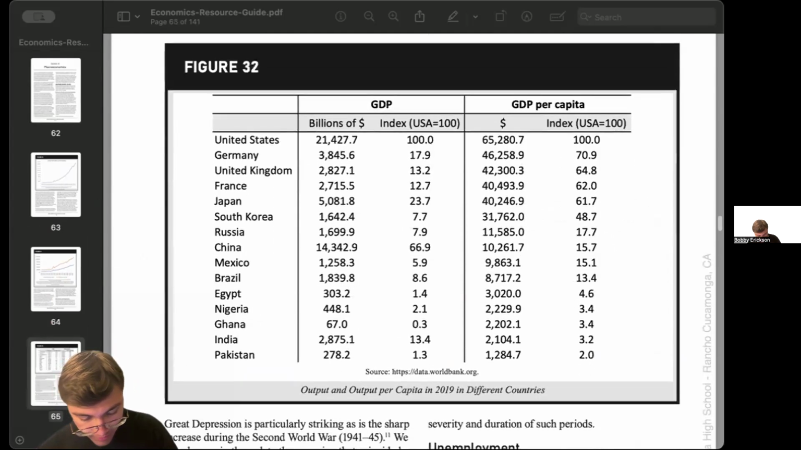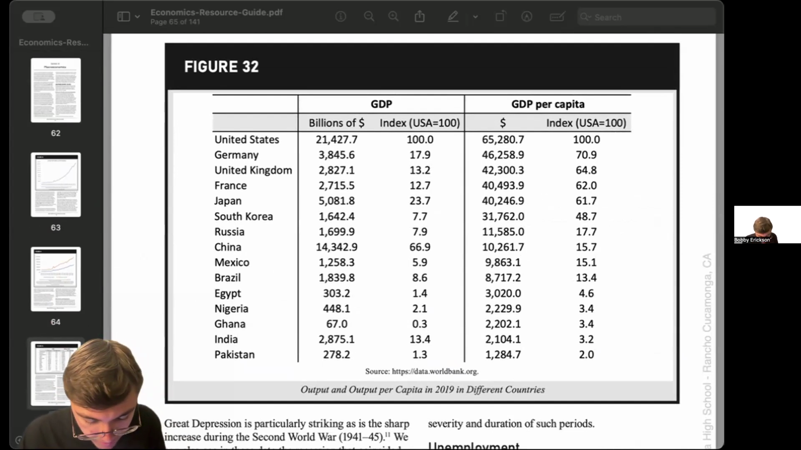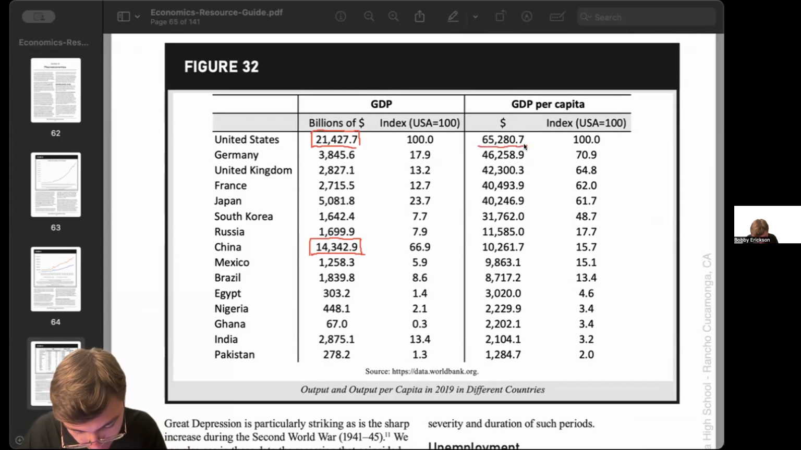So if we're looking at a bunch of GDP and GDP per capita, we can make some observations here. Looking at the US, we see that its GDP is the highest out of any of these, and then the next is China. So we know that as of 2019, we had $21,427 billion in GDP. And then China had 14,342.9, which is two-thirds. And then if we look at per capita here, the United States has 65,280.7 per person.